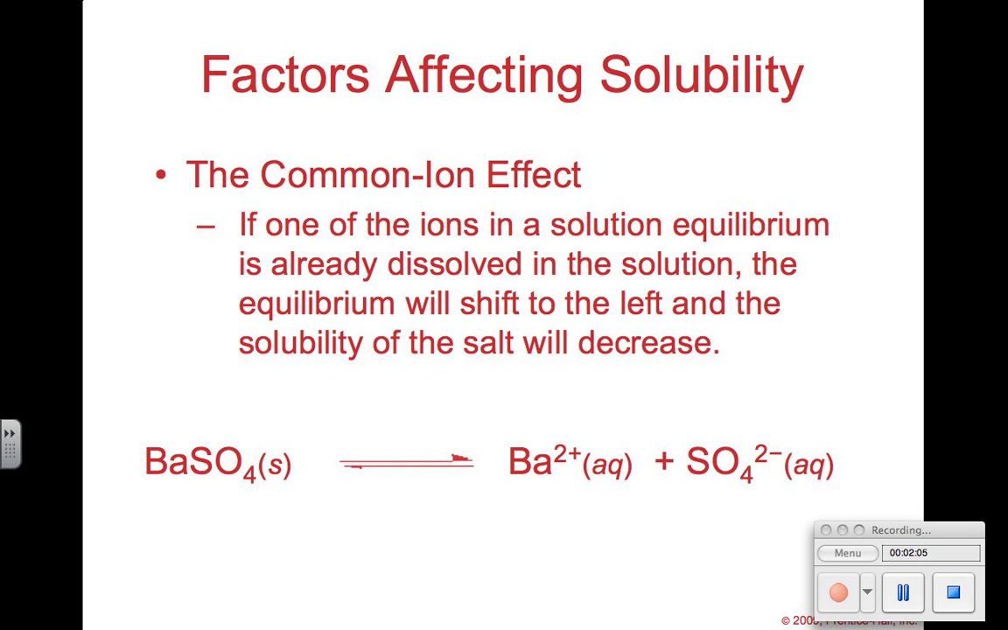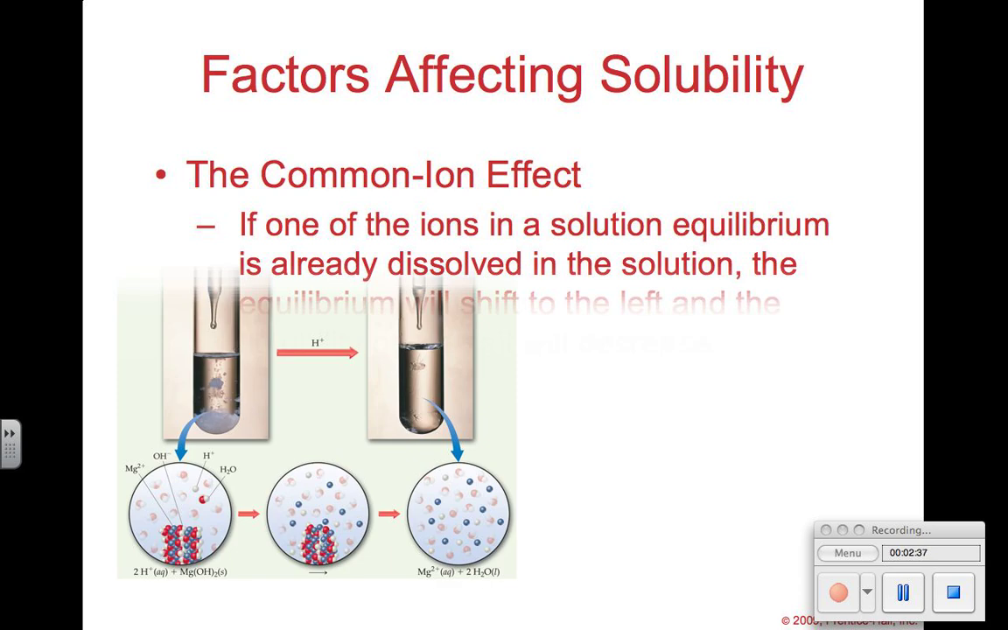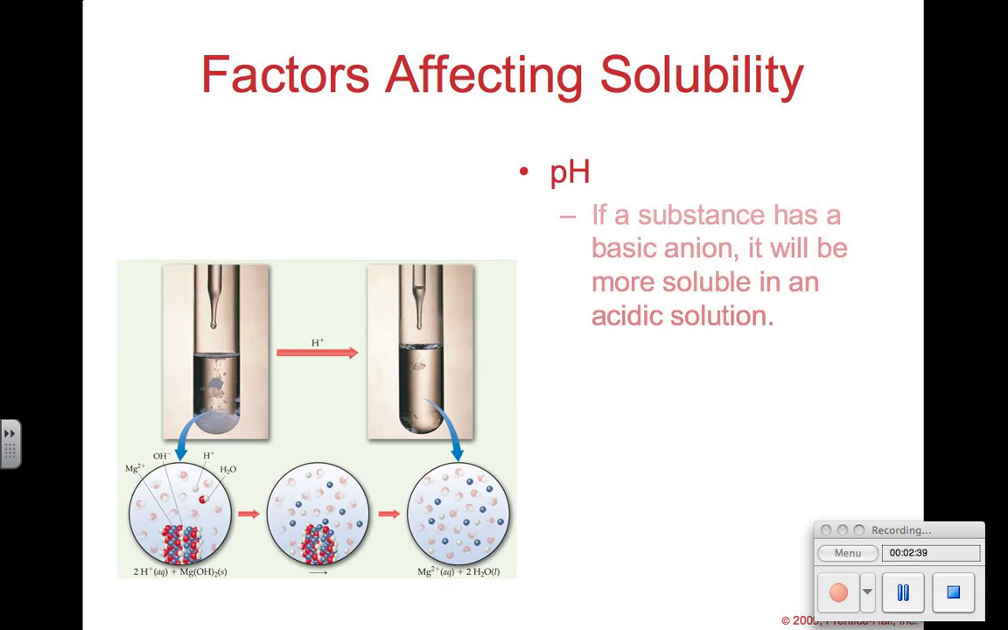So the common ion effect, which we looked at a little earlier: if one of the ions in a solution equilibrium is already dissolved in the solution, then the equilibrium will shift to the left and the solubility of the salt will decrease. So let's say you have barium sulfate here, and I want to dissolve it in a solution of, let's say, barium chloride. So there's already barium in there. That's going to make it so that less of the barium sulfate dissolves, and it's going to shift the equilibrium to the left.